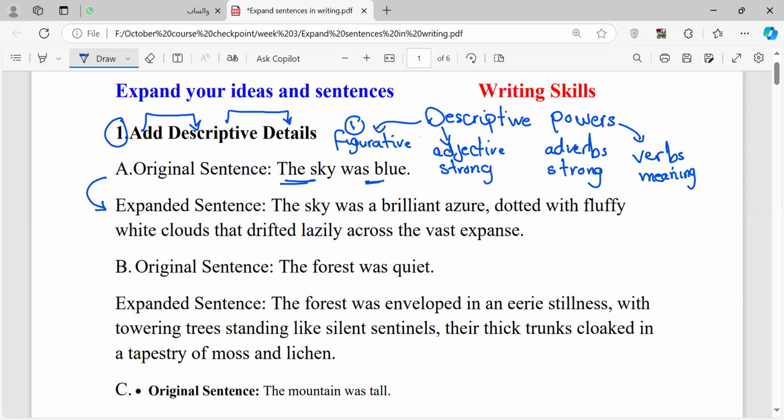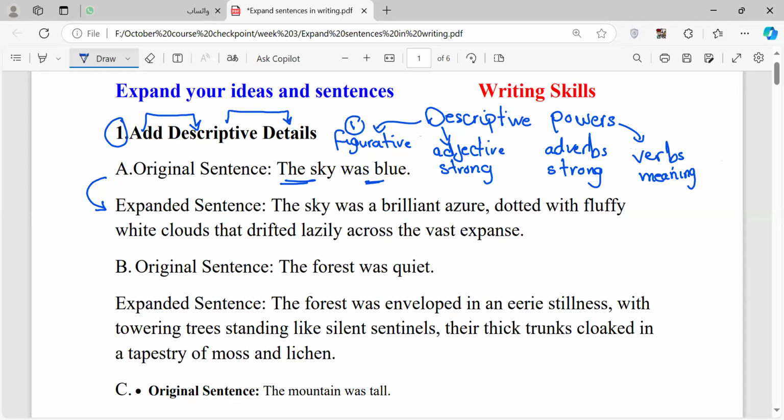The whole sentence is about the sky, from the beginning till the end. But the second sentence is greatly powerful. The second sentence is a descriptive language. It adds description to the sentence. What are the descriptions used here?